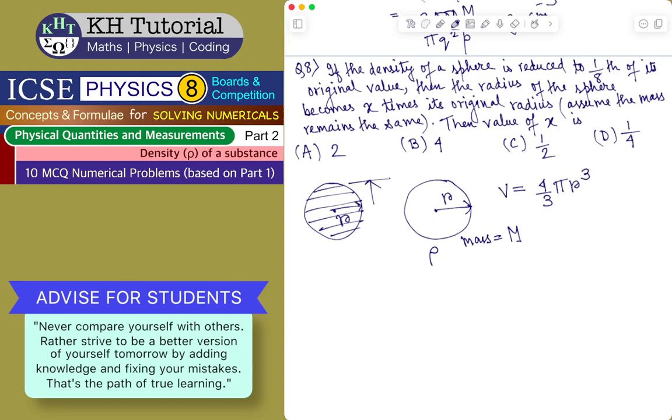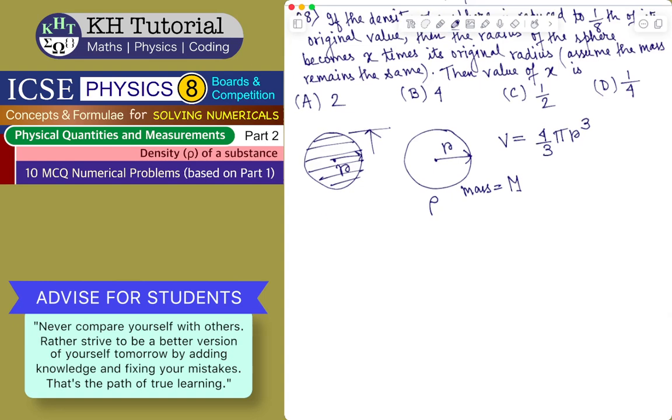So the question is asking, if the density is reduced to 1/8 of its original value, then the radius of the sphere becomes x times its original radius. Okay. Definitely, when the mass is constant and the density is becoming less, it means that the volume is increasing.